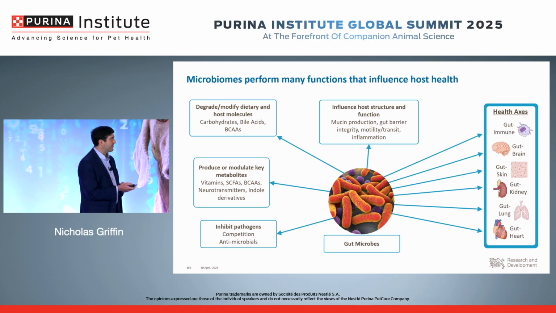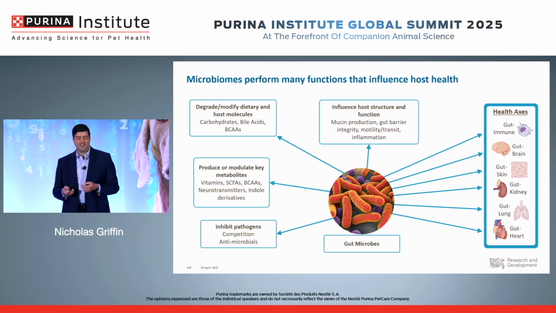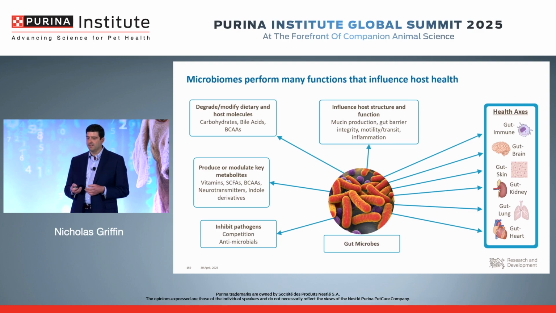They also produce or modulate the production of key metabolites that are important to health and nutrition, such as producing short-chain fatty acids, which are a primary energy source for the cells of the intestines. They can degrade or modify dietary and host molecules. So carbohydrates that we or animals consume as fiber are often not available to the host until microbes actually degrade them.